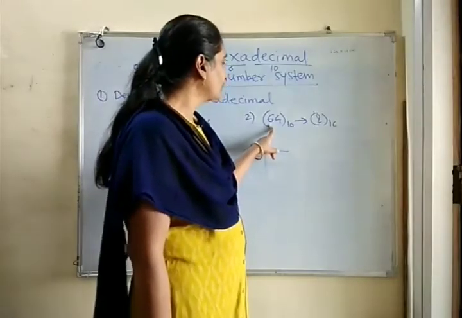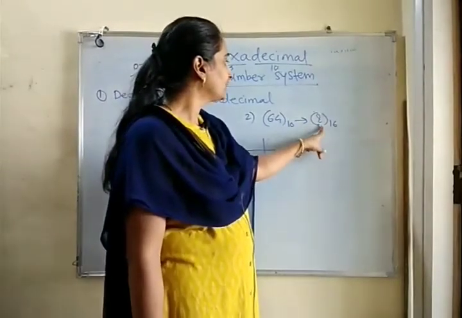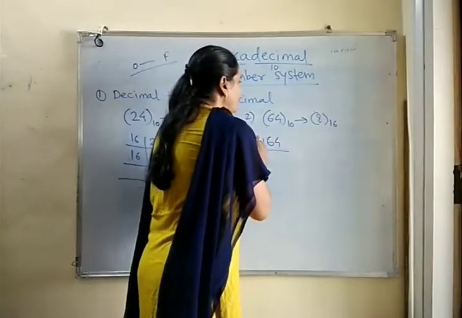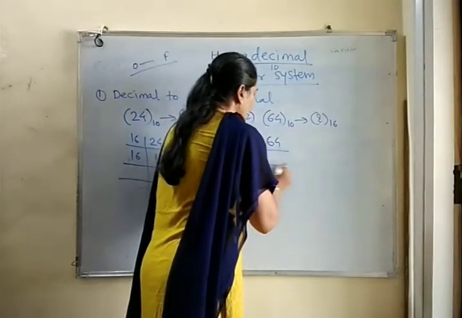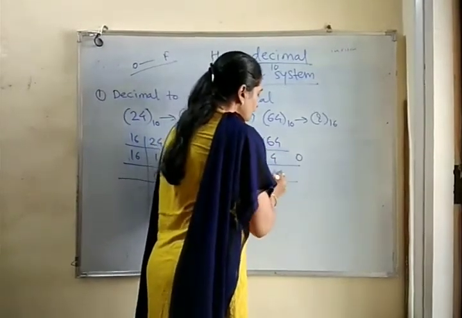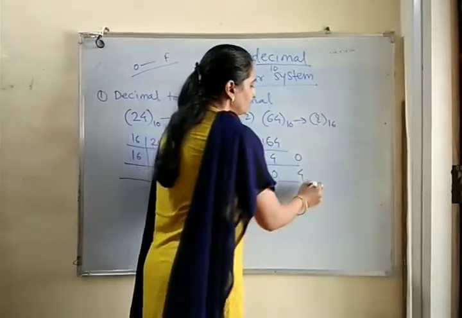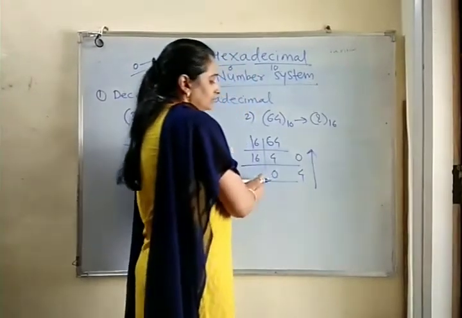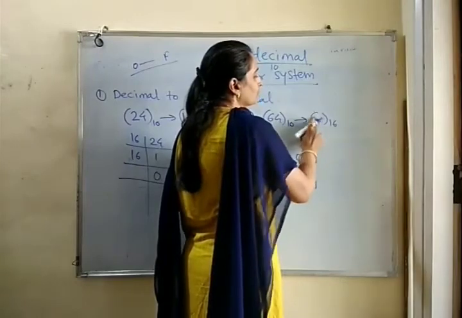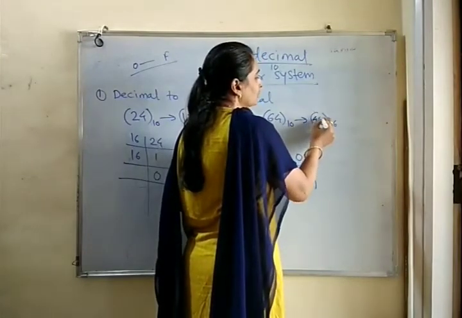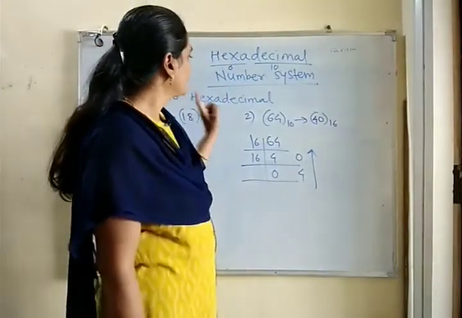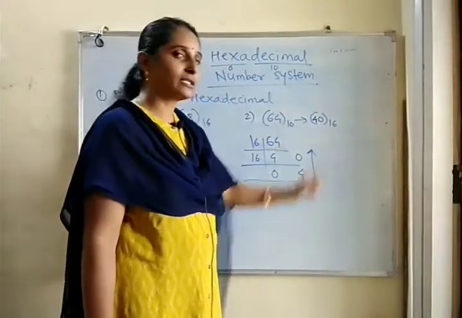Take another example: 64 is converted into hexadecimal format. So divide 64 by 16. 16 fours are 64, remainder is 0. 16 zeros are 0, remainder is 4. So stop the division and arrange it from bottom to top. So right here 4, 0. So this is the conversion of decimal to hexadecimal.